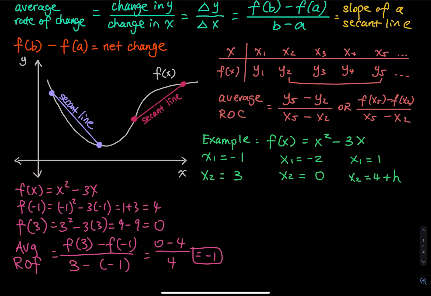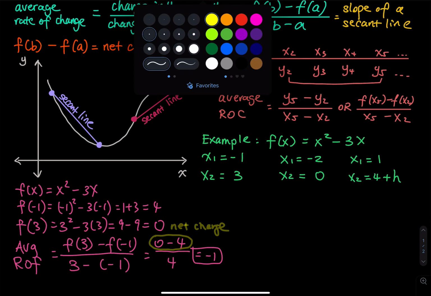Okay, before we move on, so this is the 0 minus 4. What is this? This is a net change, the numerator. All right, so let's do the next piece.